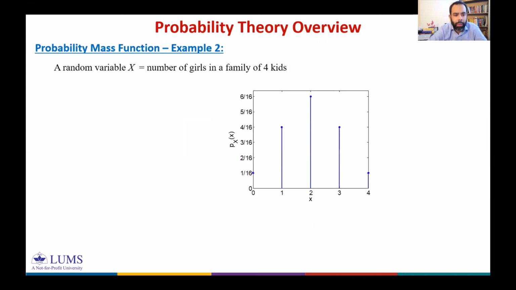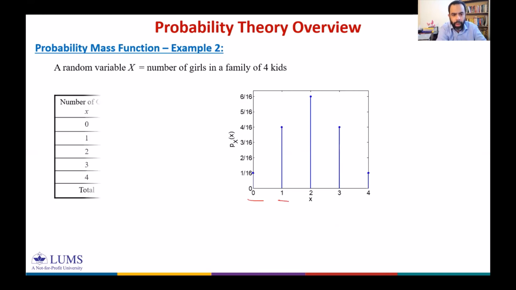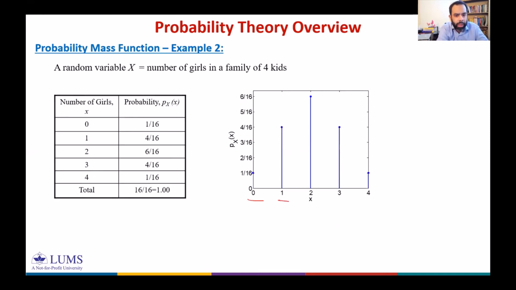Okay, for the example in which we use a random variable to denote the number of girls in a family of 4 kids, we get 1 over 16, 4 over 16, and then we have 6 over 16, 4 over 16, and 1 over 16. You can confirm this from the table we saw earlier.